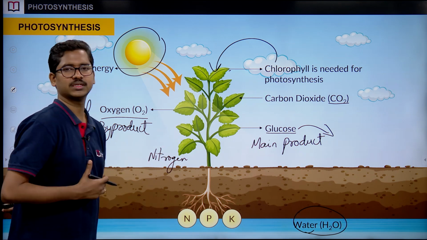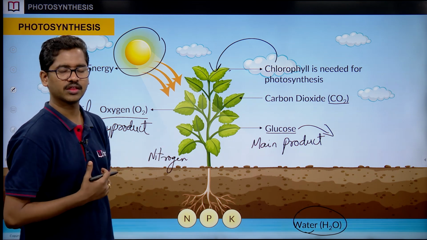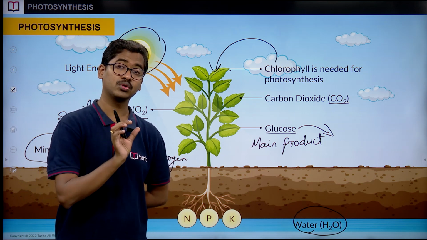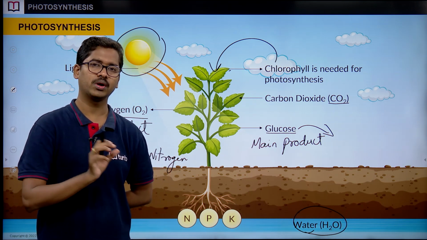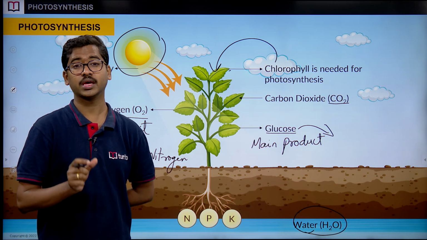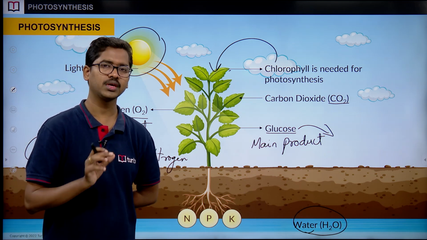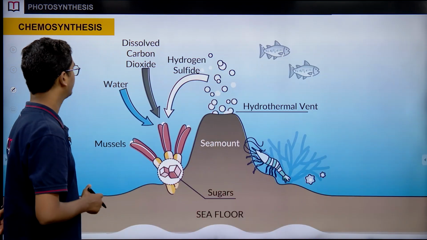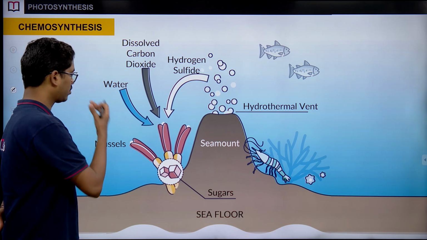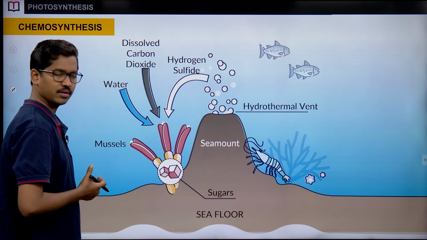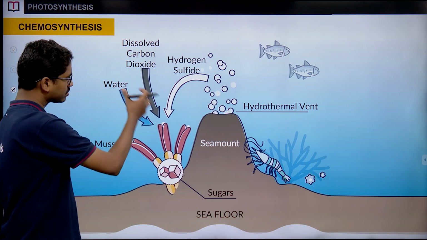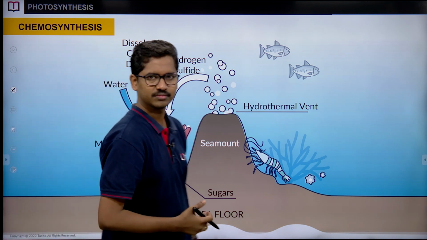The next topic is within the same classification, chemoautotrophic nutrition. We will now understand what chemosynthesis is using this particular image. So, this is all about chemosynthesis. Can anyone guess what this is all about?